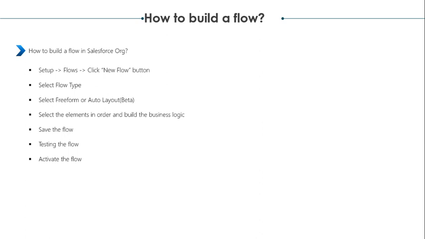And fourth, select the elements in order to complete the flow, or rather we can say to build the business logic. Then save the flow, run the flow, where if you want you can debug or test the flow. Then after completion of testing of all possible scenarios, you can activate the flow for distribution.